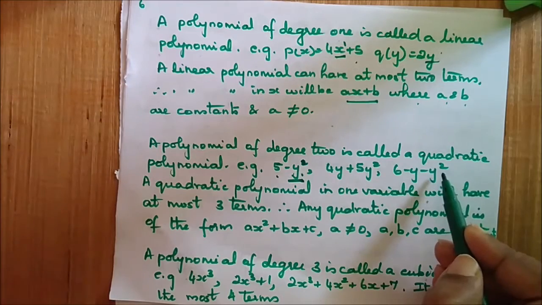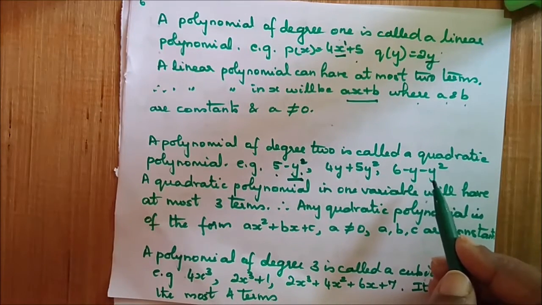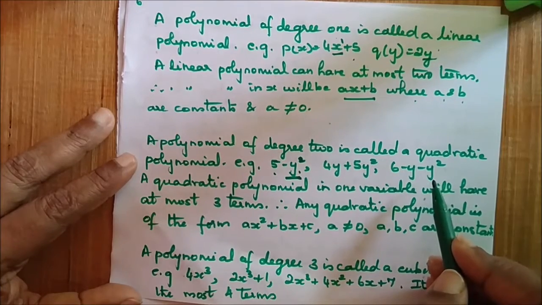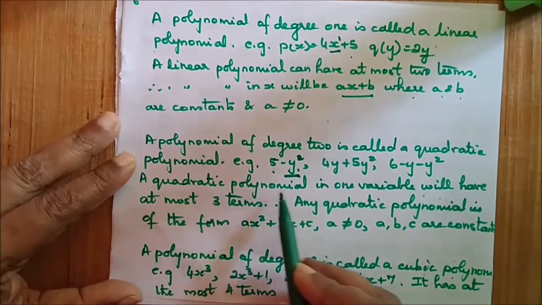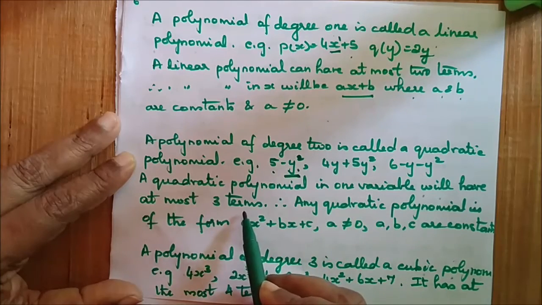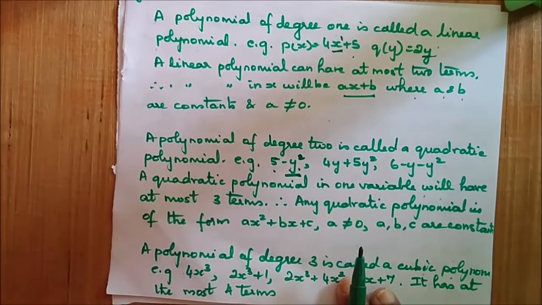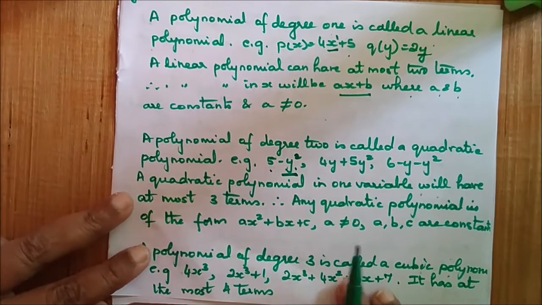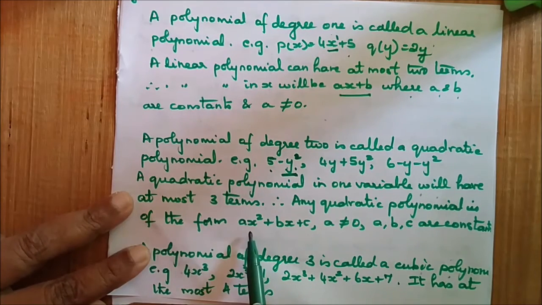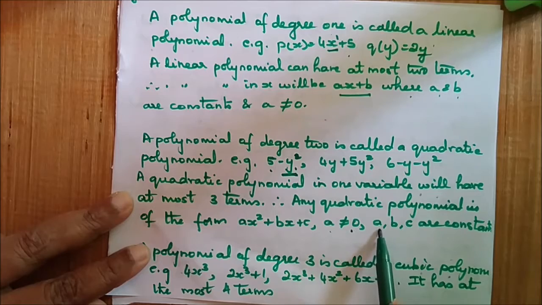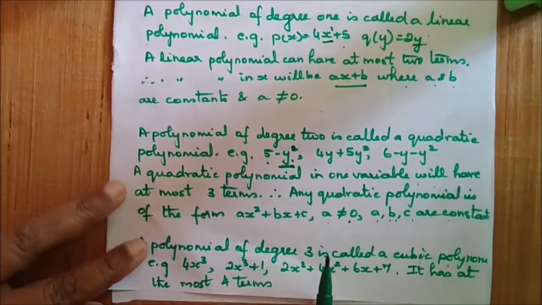In all these cases, the highest power of the variable, if it is 2, then it is called a quadratic polynomial. A quadratic polynomial in one variable will have at the most 3 terms. So we can write it in the form ax squared plus bx plus c, where a is not equal to 0 and a, b, c are constants.